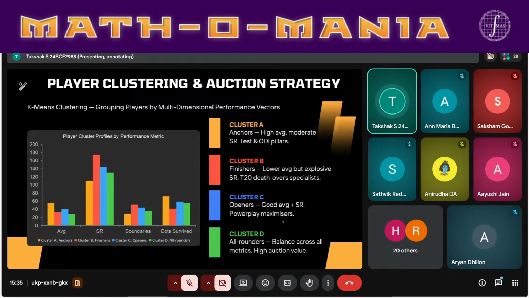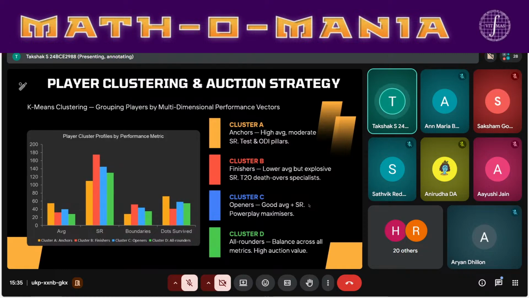It repeats this process, reassign, recalculate, until the assignments stop changing. At that point, the algorithm has found stable, naturally occurring groupings in the data. Applying this to cricket, the data points are players here. The dimensions of the data space are performance metrics: batting average, strike rate, boundary frequency, dot ball survival rate, bowling economy, if applicable, and wicket frequency, fielding contribution.